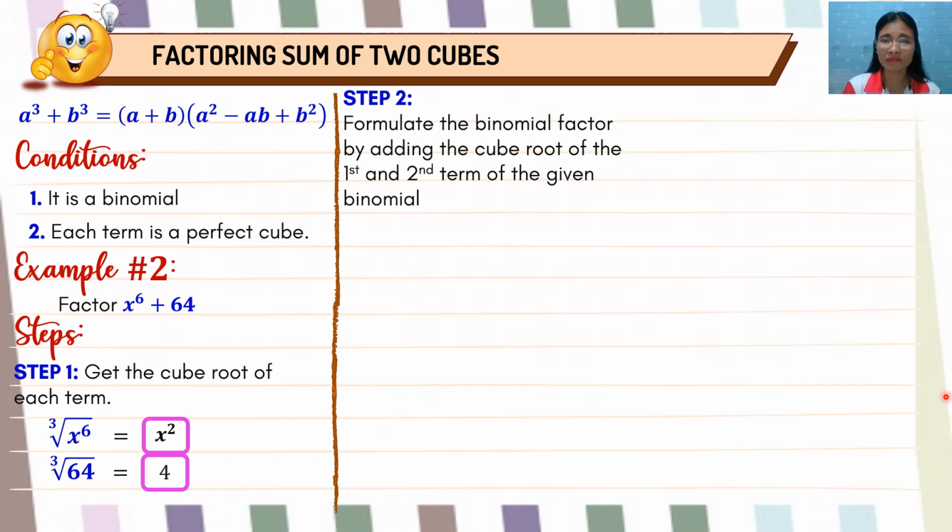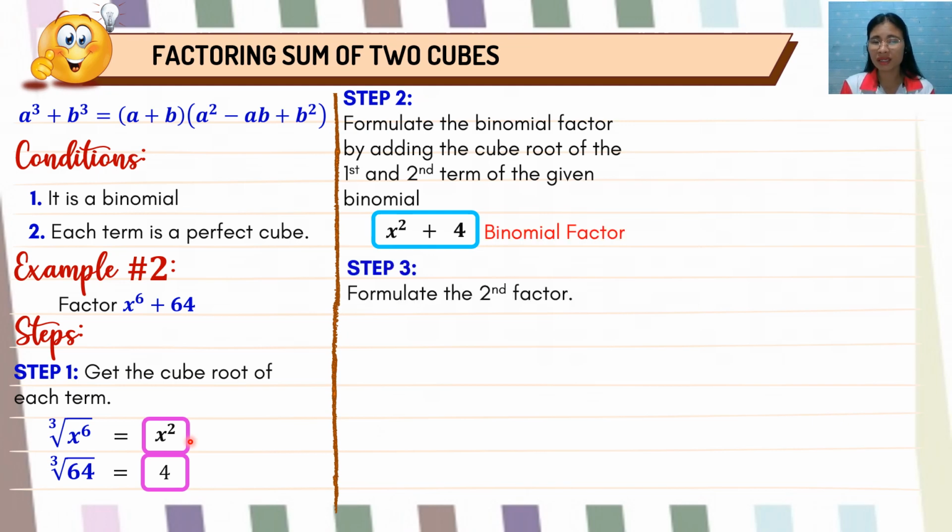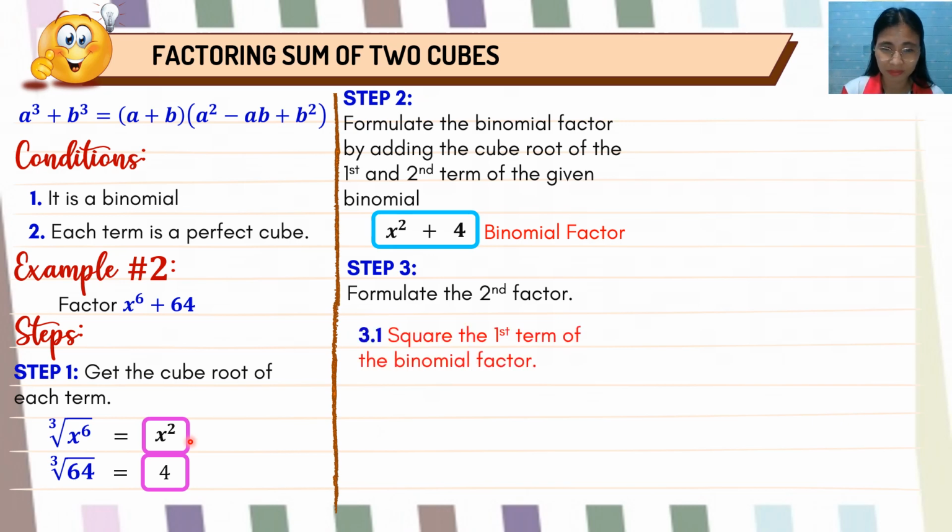Formulate the binomial factor by adding the cube root of the first and the second term of the given expression, or binomial. So our first term is x squared and our second term is 4. So we now have our binomial factor. Step 3 is to formulate the second factor, or the trinomial factor.